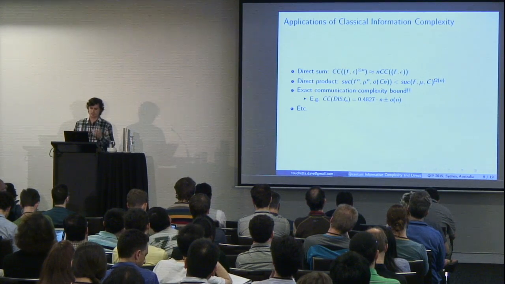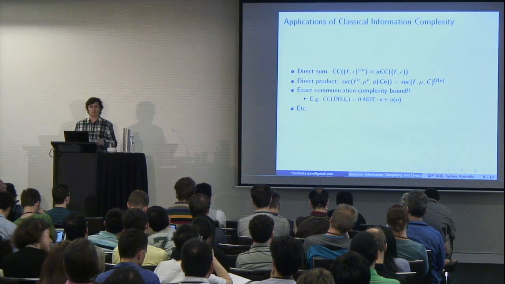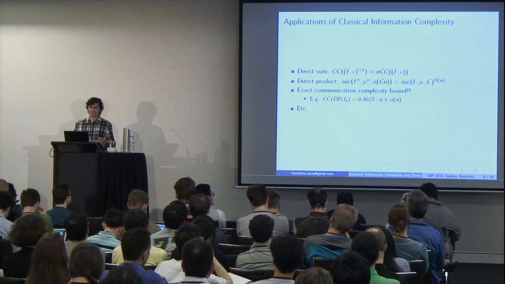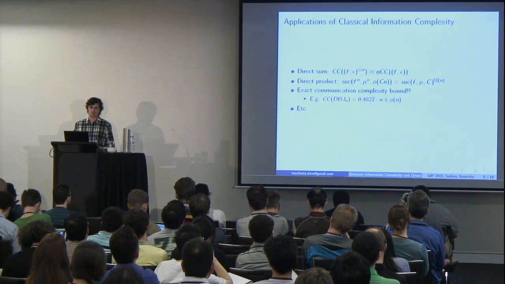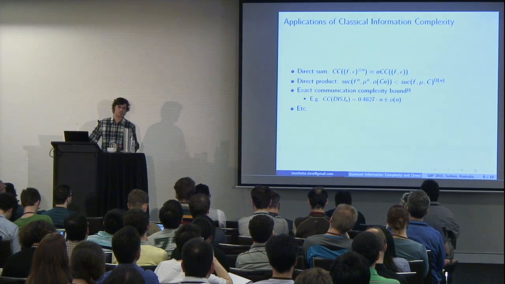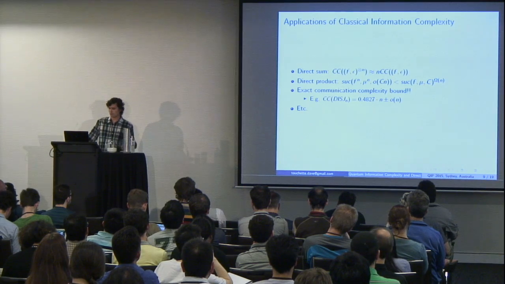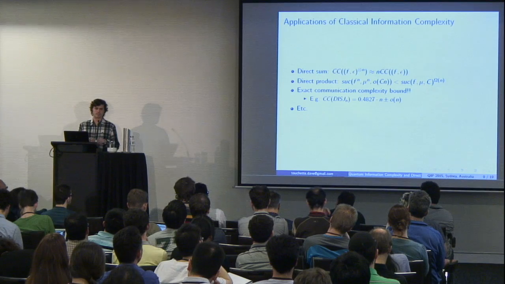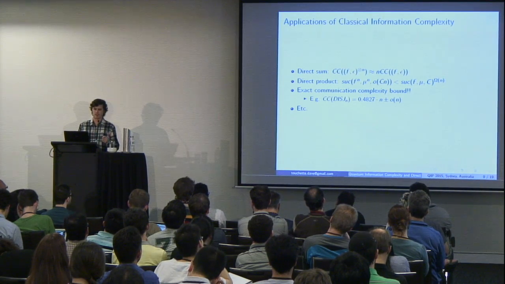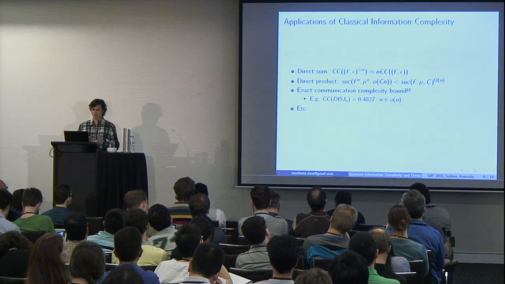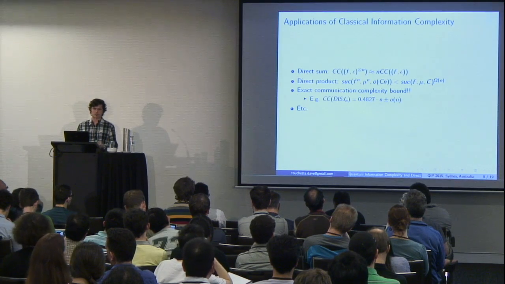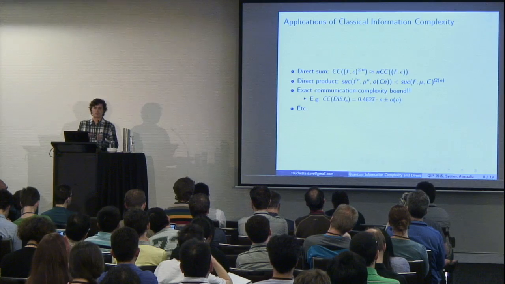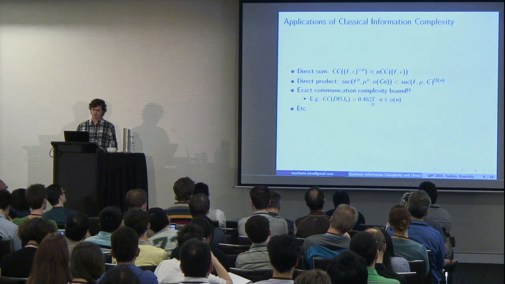And also, quite excitingly, it has found application recently to provide exact communication complexity lower bounds. For the disjointness function, it had been known for a long time that the communication complexity classically for disjointness is linear in n. But recently, using information theoretic tools, researchers have been able to pin down the first order constant term for disjointness.